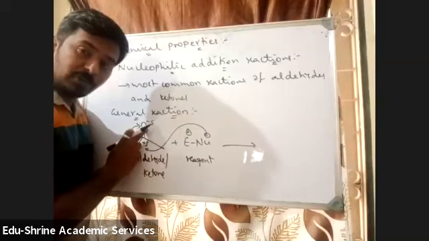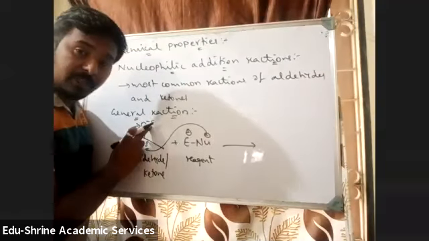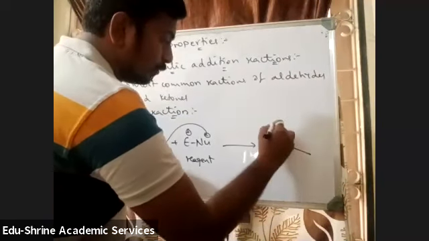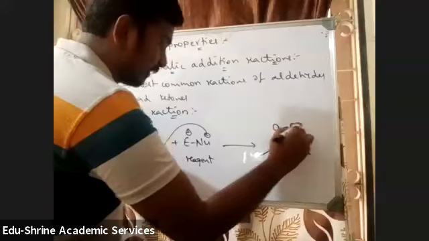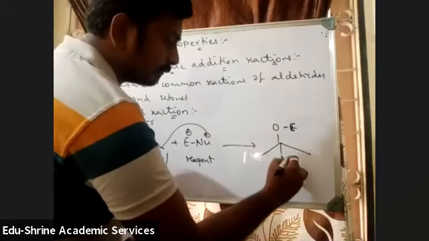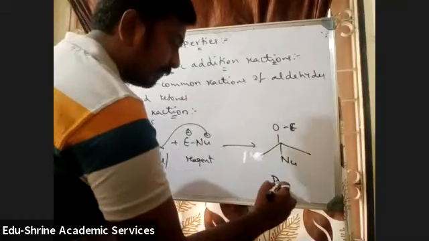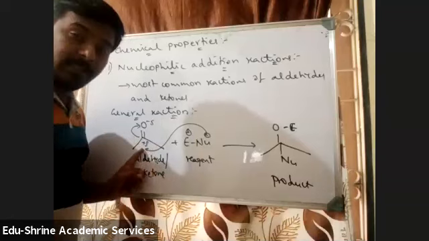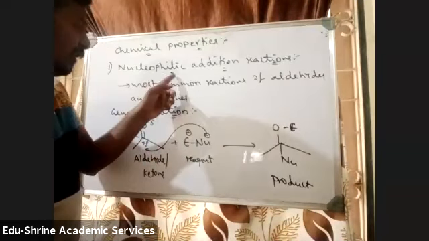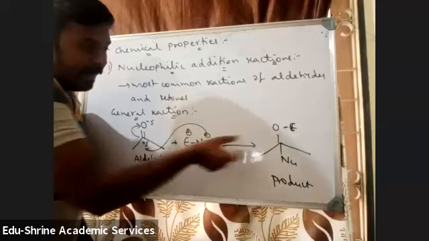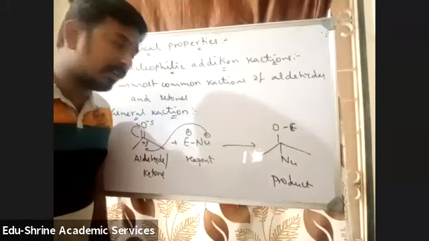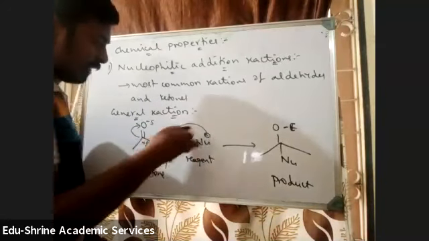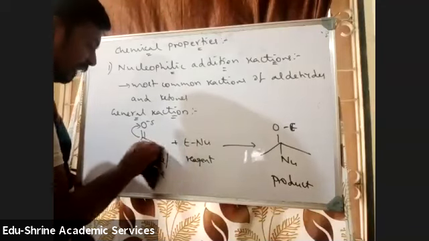These pi electrons will be polarized towards oxygen. Oxygen will be getting a negative charge. The nucleophile will come and attack this positive part, and E will be attached to oxygen. Nu will be attached here. So this will be the product. Why is it called nucleophilic addition? Because the nucleophile is attacking the positive part. And because the complete reagent is getting added, there is nothing removed from the reagent. That's why it is called addition. So this is called nucleophilic addition. I'll give you the mechanism. This is just for your understanding.